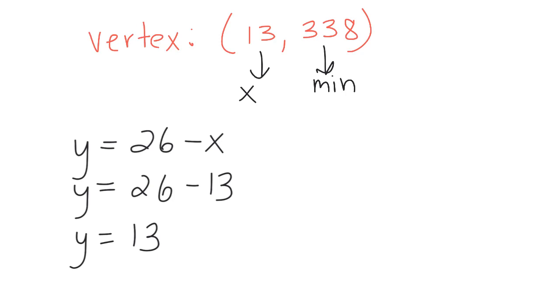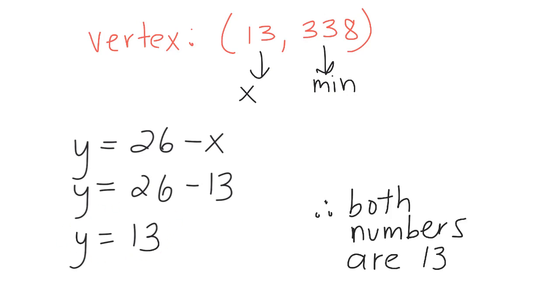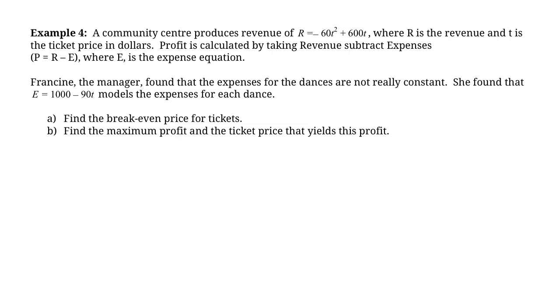Therefore, we know that our first number is 13, and our second number is also 13. When both numbers are 13, if you were to take the sum of their squares, you would get a minimum value of 338.